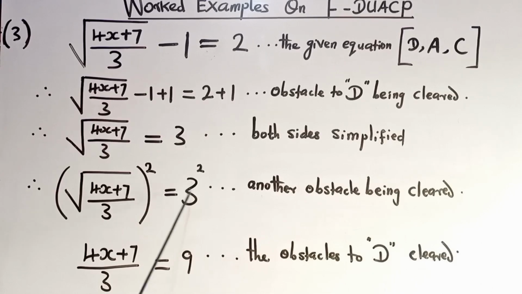This simplified will give us this 9. This simplified will give us 4x plus 7 over 3. Now, the two obstacles to handling D have been cleared at this point. Let's make progress.